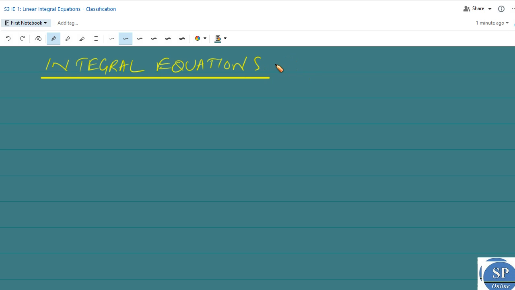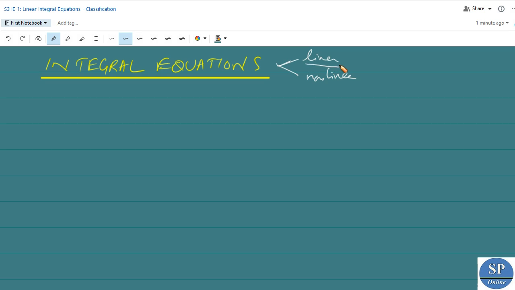An integral equation is an equation in which a function to be determined appears under an integral sign. That means the function to be determined is the unknown function. So an integral equation is an equation in which the unknown function appears under an integral sign. Okay. So we can classify these integral equations as linear and non-linear. Linear integral equation and non-linear integral equations.